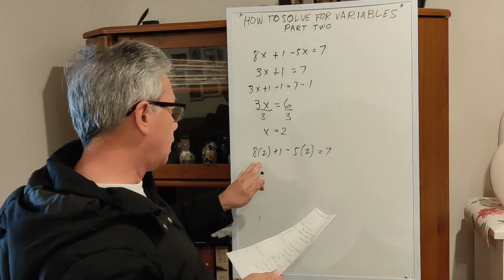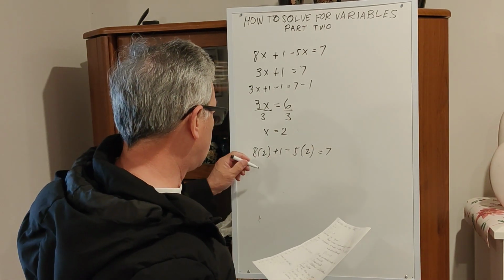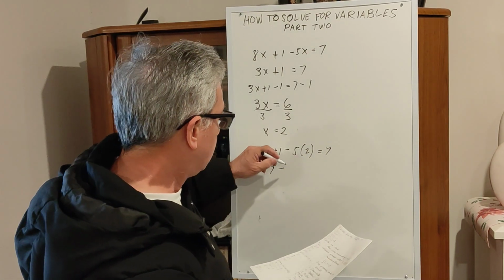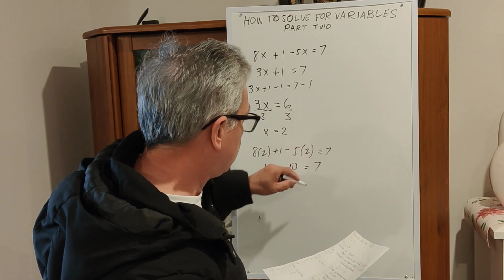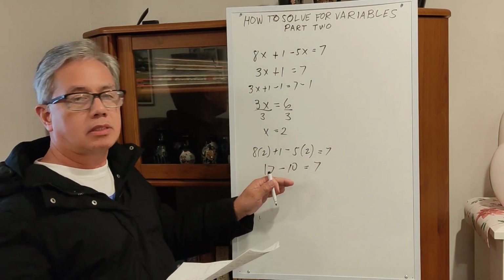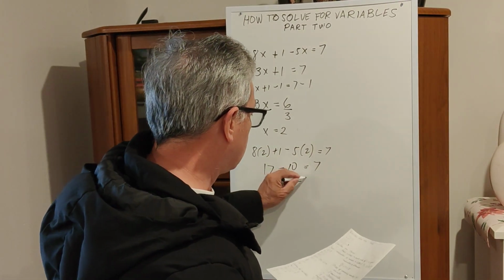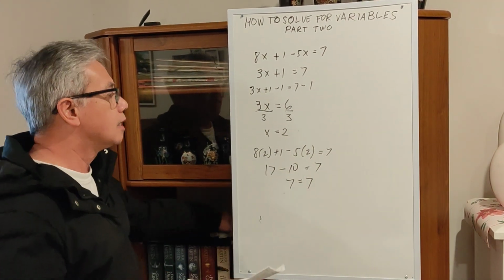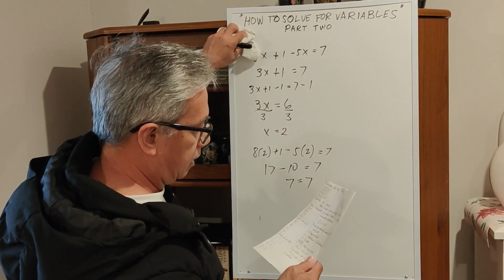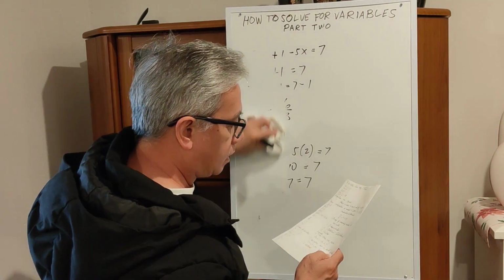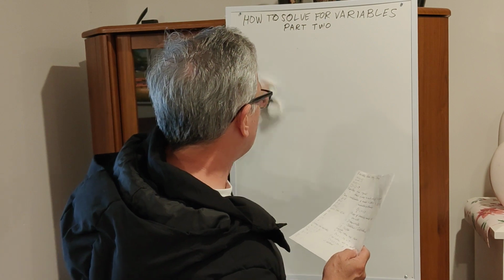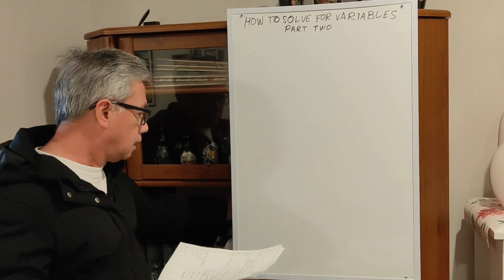This is 16 plus 1 is 17, minus 5 times 2 is 10. So 17 minus 10 is 7. So our answer is correct as long as both sides are equal. And then sometimes the variables are on both sides.